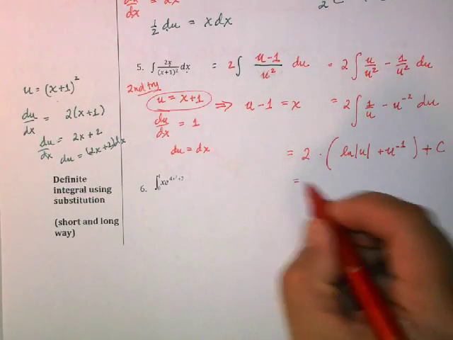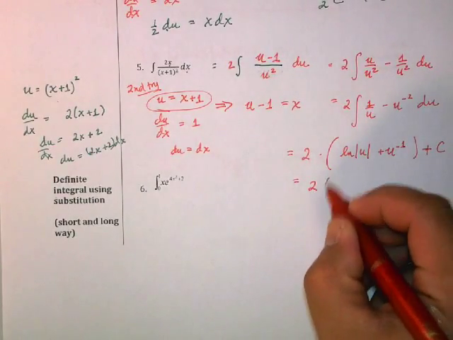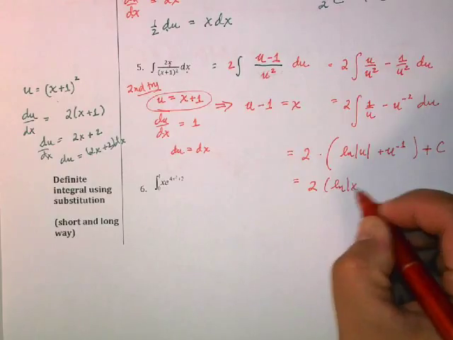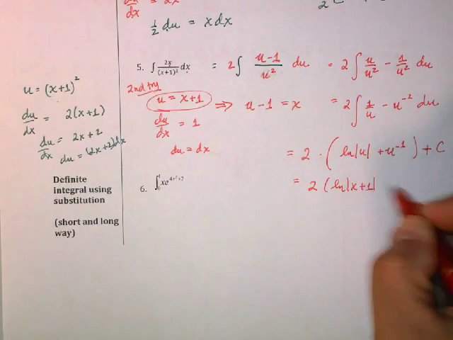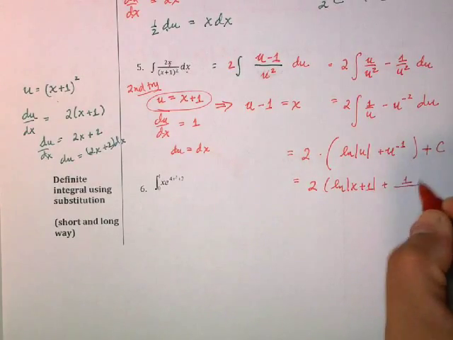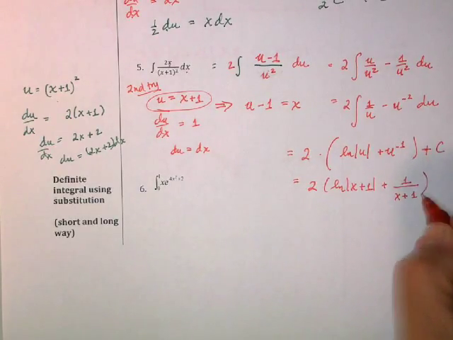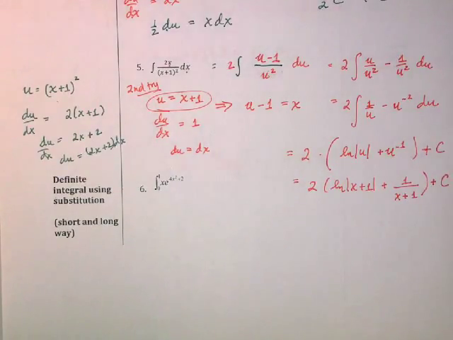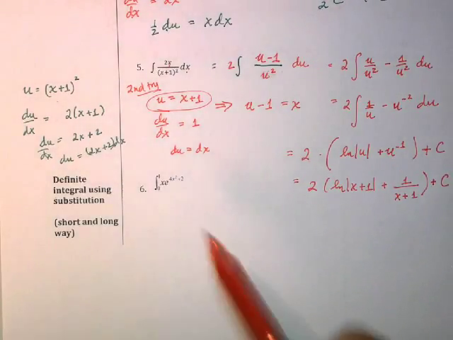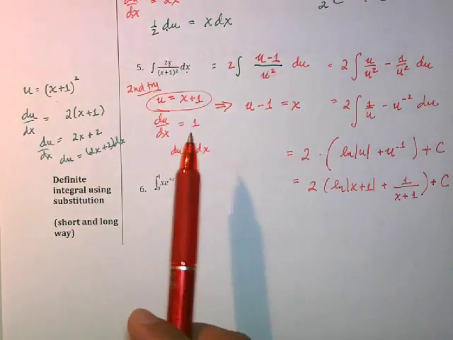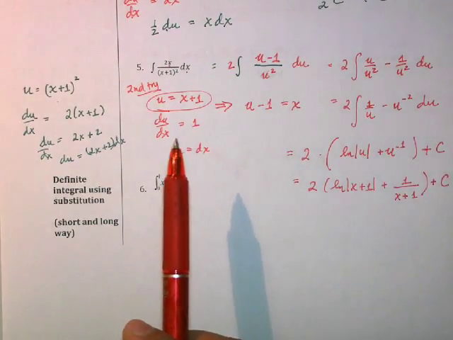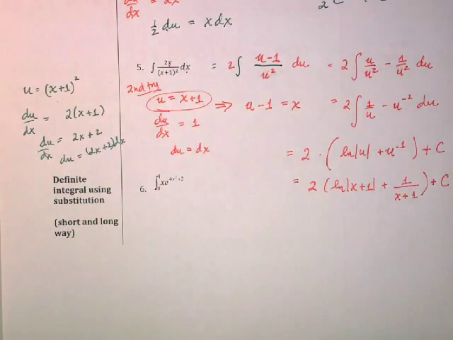And then don't forget to make the substitution back. So we have 2 times the natural log of the absolute value of x plus 1 plus 1 over u, because u to the negative 1 is just 1 over u, of x plus 1. That whole quantity plus a constant. So these examples actually look simple, but they're a little bit more tricky than they seem.